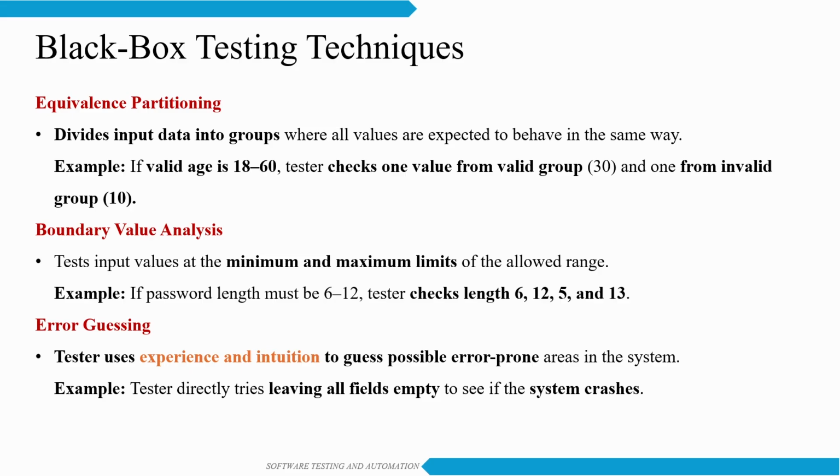We have to divide the input data into two groups. For example, if an application mentions a valid age, consider 18 to 60 as a valid age for applying for a particular post. The tester will give both types of input and check. From the valid group, they will give an input and check whether they are getting the actual result. And from the invalid group also, they will give one input and check whether we are getting the corresponding result for that invalid option.